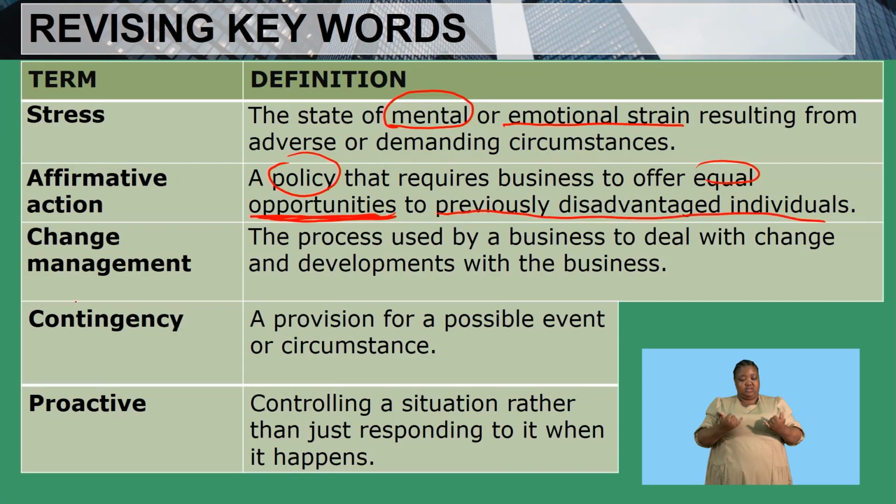We are focusing on ensuring that there are equal opportunities for previously disadvantaged individuals. You also have change management, which is a process used by a business to deal with change and developments in the business. You have the word contingency, which simply means a provision for a possible event or circumstance. You also have the word proactive, which is simply described as controlling a situation rather than just responding to it when it happens.